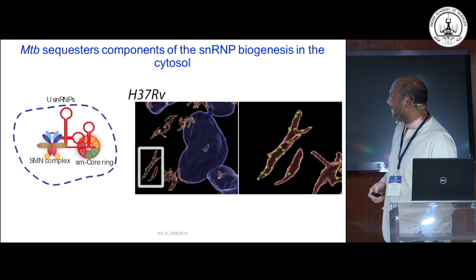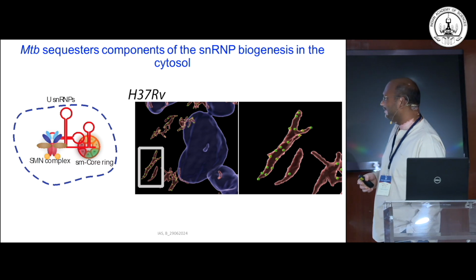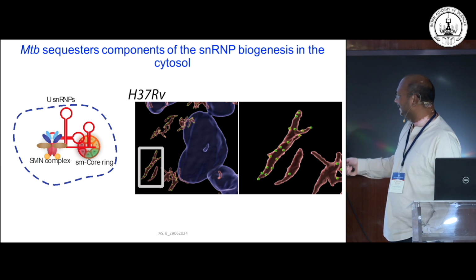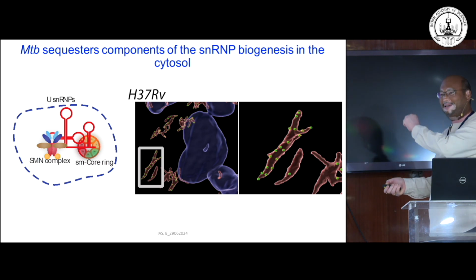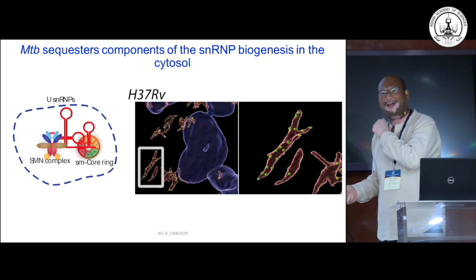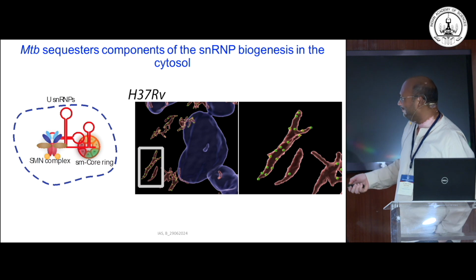And just to show the example, these are the bacteria which are labeled with a certain fluorescence marker, and you can see this is one of the SM core proteins called SNRPF, which nicely decorates the bacteria. And this is never shown in case of any bacteria, forget about MTB, that it can interact with the splicing machinery so beautifully.